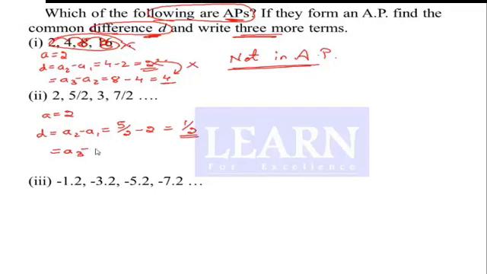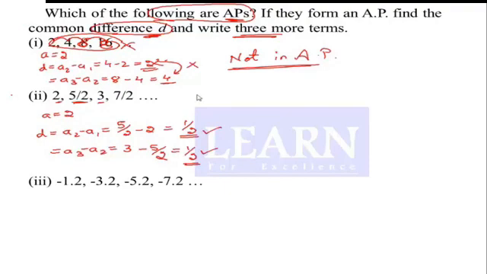And we need to check another difference. A3 minus A2, which is equal to 3 minus 5 by 2. Again, I have told 5 by 2 is nothing but 2 and a half. So 3 minus 2 and a half is equal to half again. 3 minus 2 and a half will give 1 by 2.